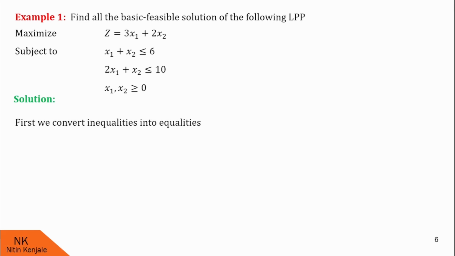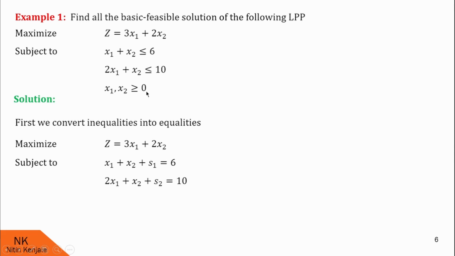First, we convert inequalities into equalities. We see there are two constraint inequalities. To convert them into equality, we will add slack variables into LHS of these inequalities. So these inequality now will become x1 plus x2 plus s1 is equal to 6. We added s1 over here. Then this second inequality will become 2x1 plus x2 plus s2 is equal to 10. We added s2 over here. And non-negativity restrictions are now x1, x2, s1, s2 greater than or equal to 0.